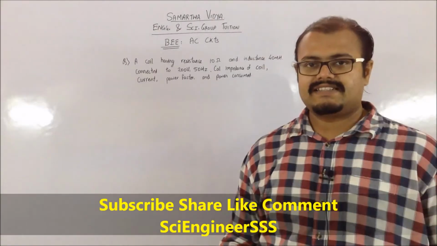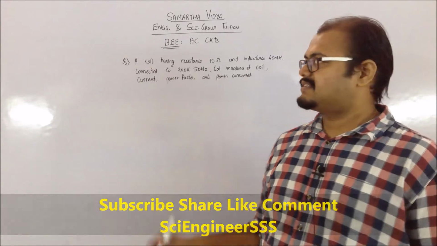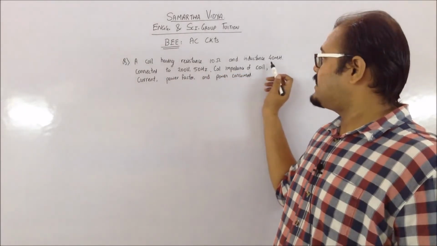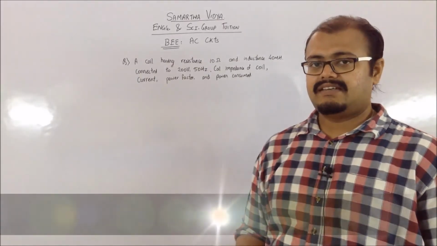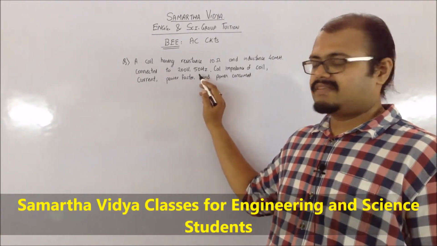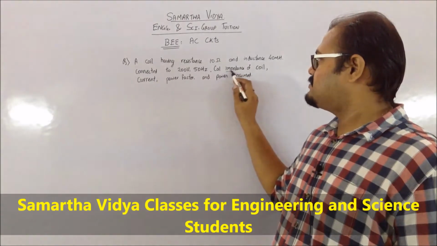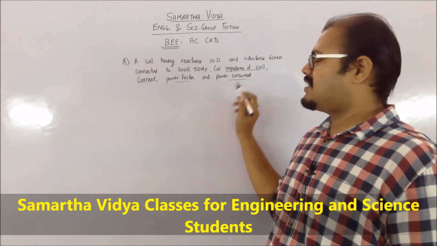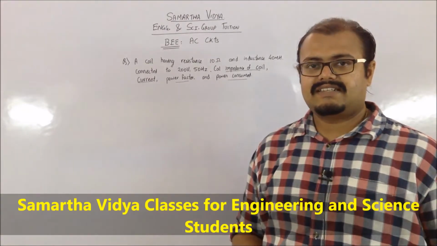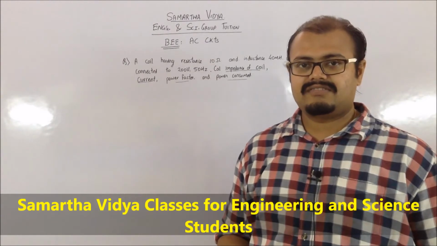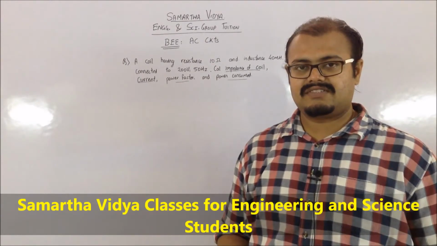So let us consider this problem which is given to us, in which we have a coil which is of resistance 10 ohms and an inductance of 40 millihenry, which is connected to a 200 volts and 50 hertz supply. We have to calculate the impedance of the coil, the current, the power factor and the power consumed by the coil. So let us try to understand this particular problem. So we will be first trying to draw the figure for this, that is a circuit for this.